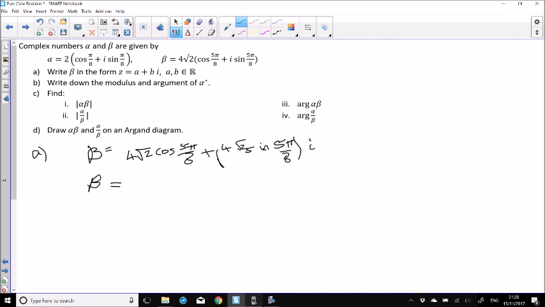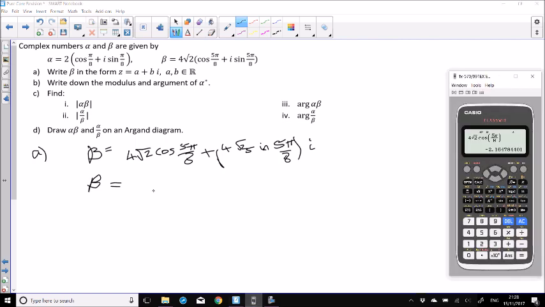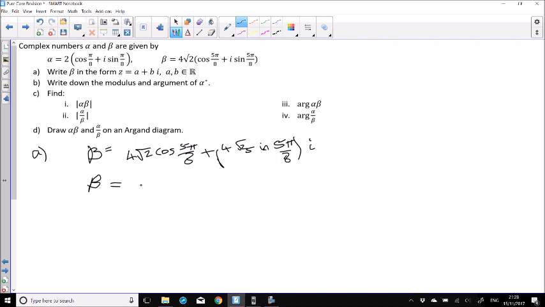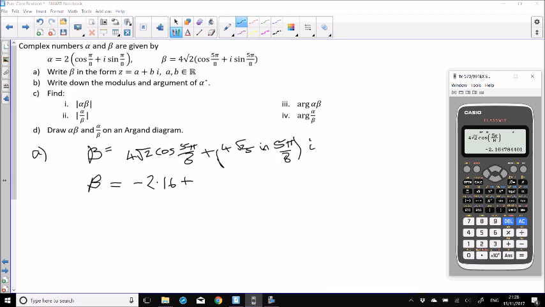beta equals minus 2.16 to 3 significant figures plus, and then we're going to do the same thing again but with sine.